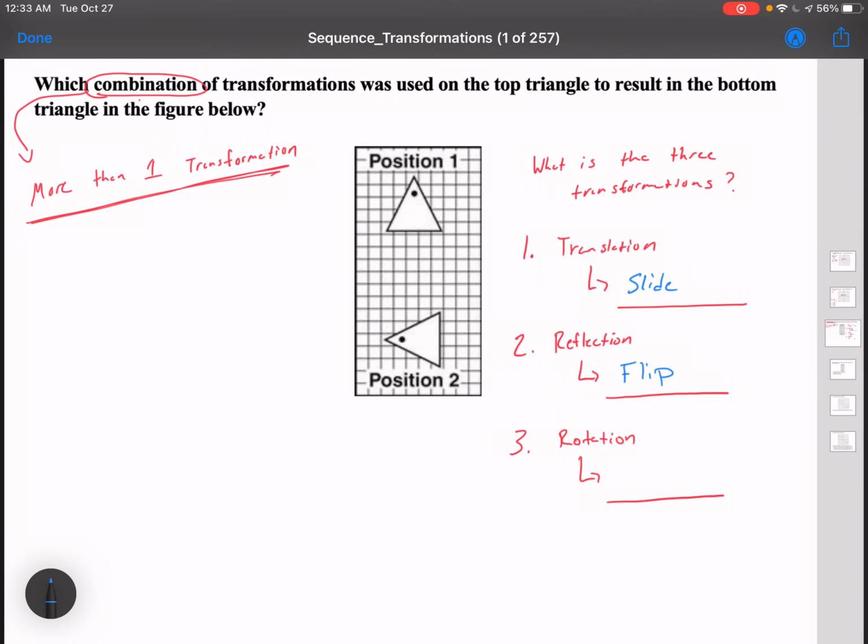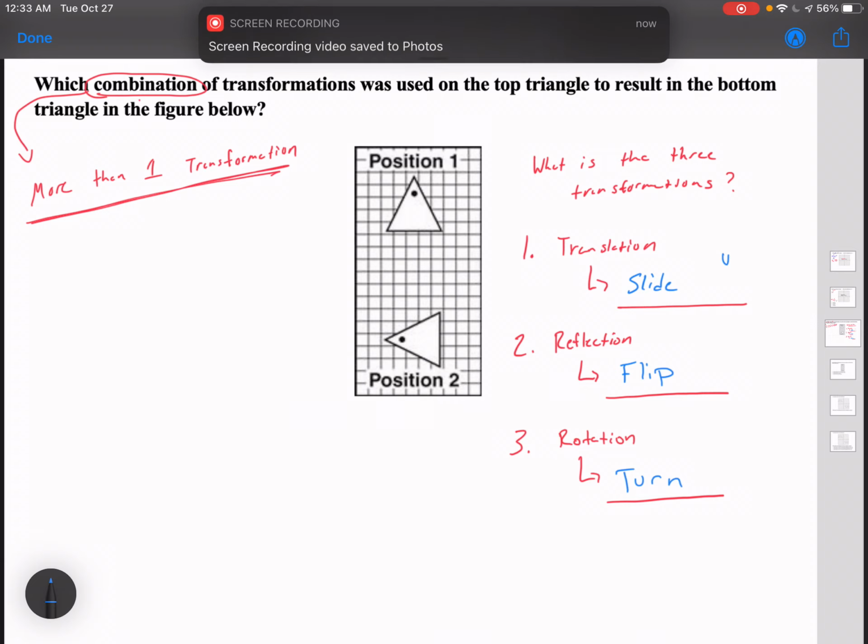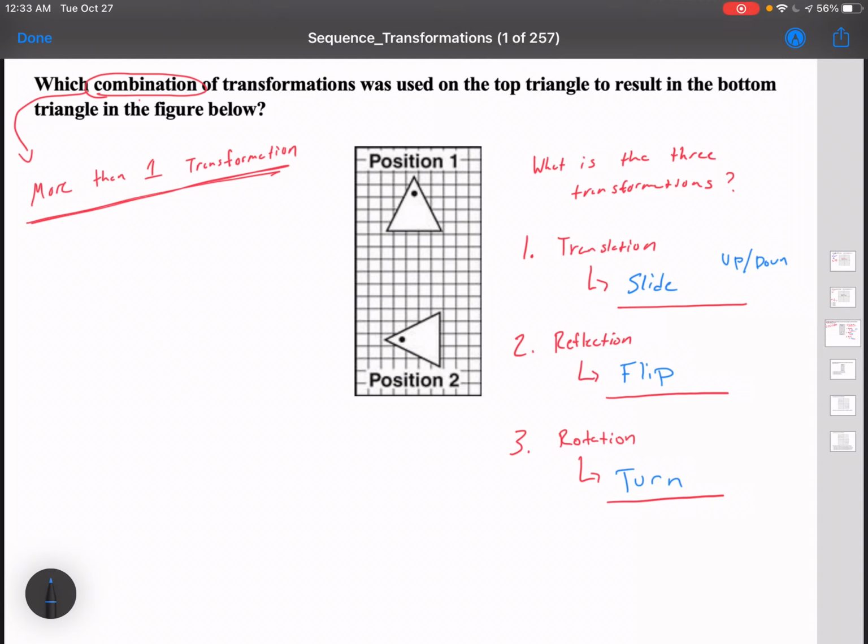If you said a rotation means to turn, you are correct. So again, our three transformations: translation, which means to slide. That means we're either going up, down, right, or left.